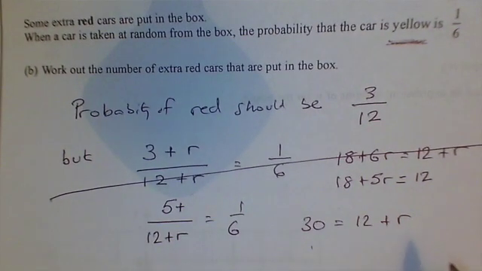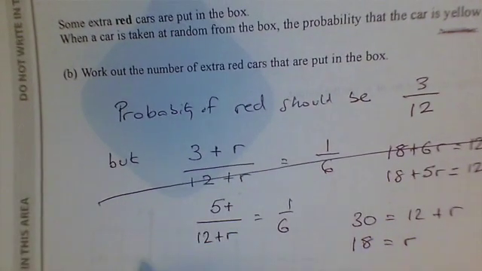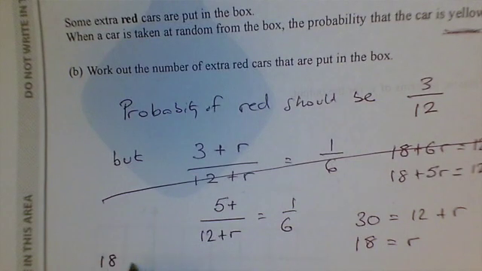So here we have it, 5 plus no extra yellow cards out of 12 plus the extra red cards is equal to a 6. 5 6s are 30, that's cross multiplying, and 1 times by 12 plus r is 12 plus r. If I take 12 away from both sides, I'm going to get 18, and that equals r. So there must have been 18 extra red cards added for the probability of yellow to be 1/6.